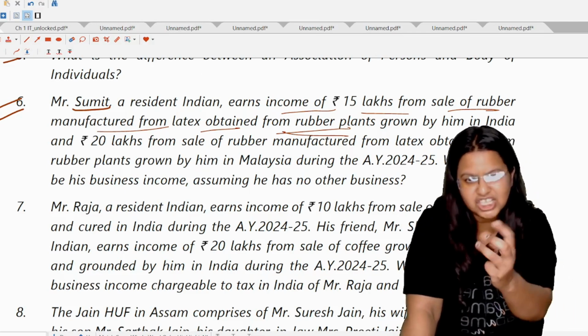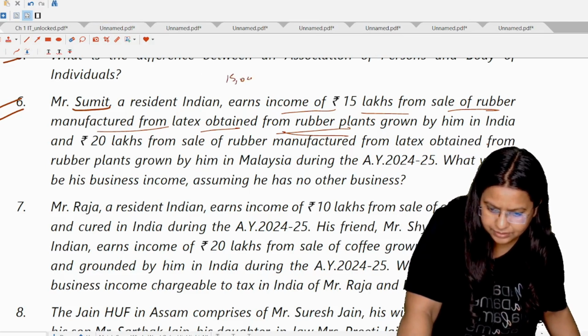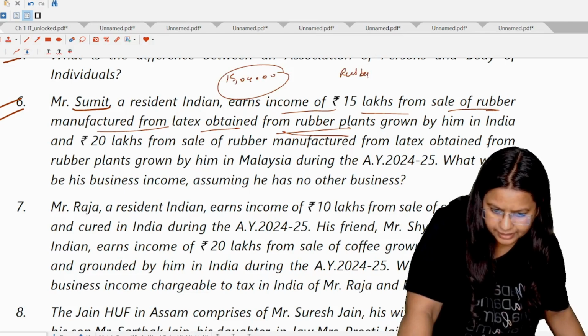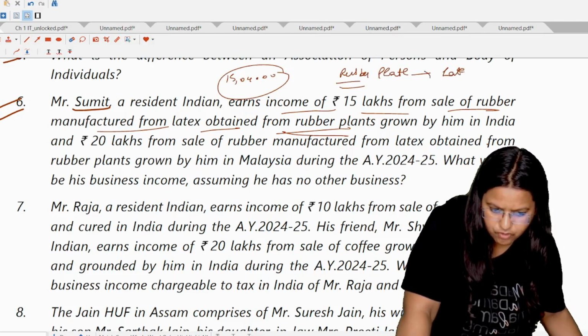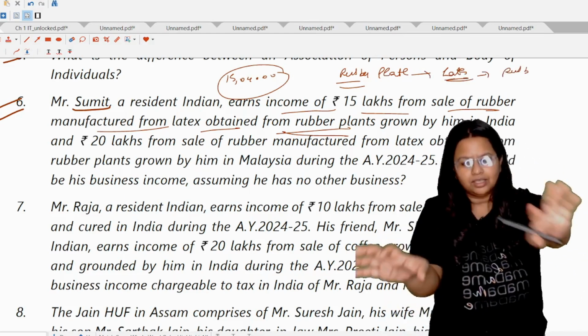Okay, so the reservation status here. Now, he earns income of rupees 15 lakhs, from which source he has grown some rubber plants in India, and from that rubber plant he got the latex, and now from that latex he got the rubber, and he sold the rubber in the Indian market.